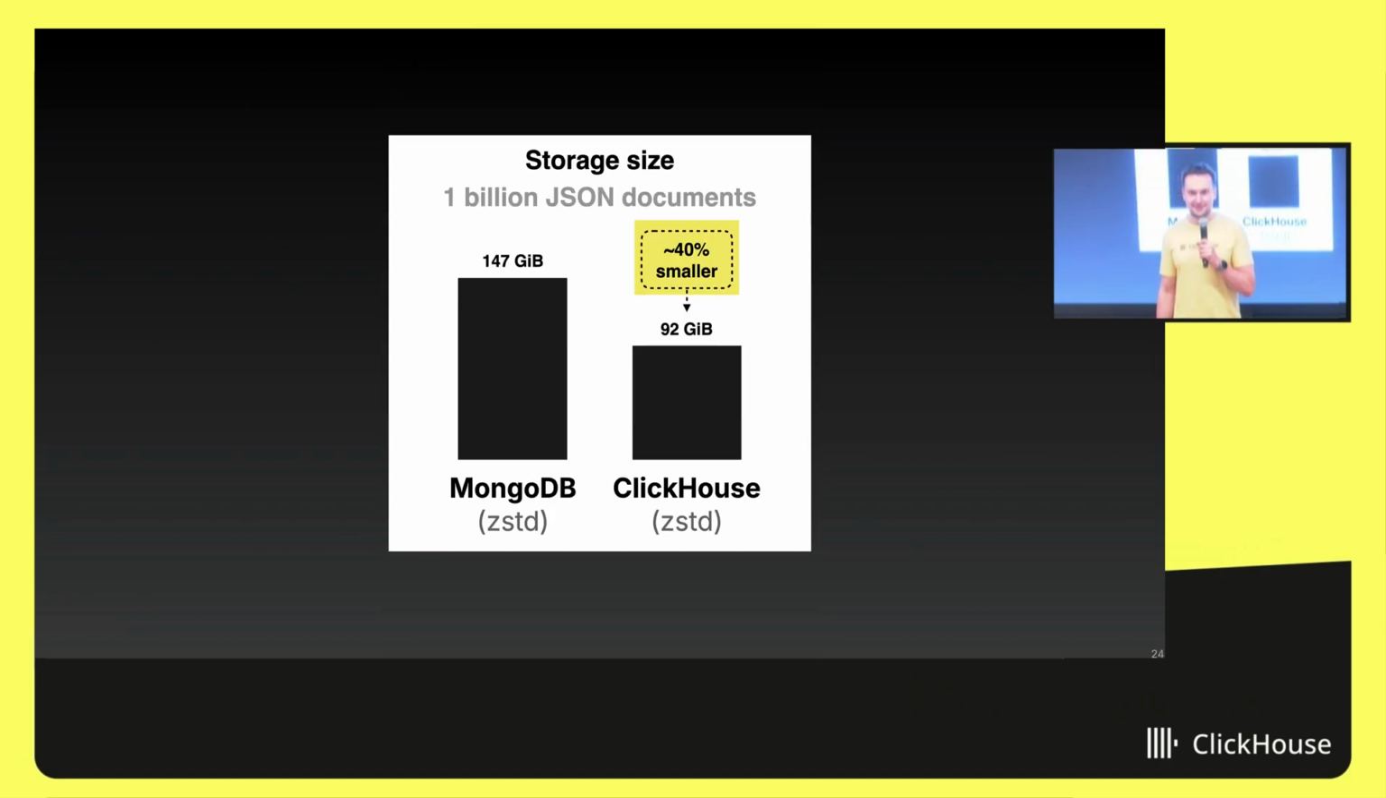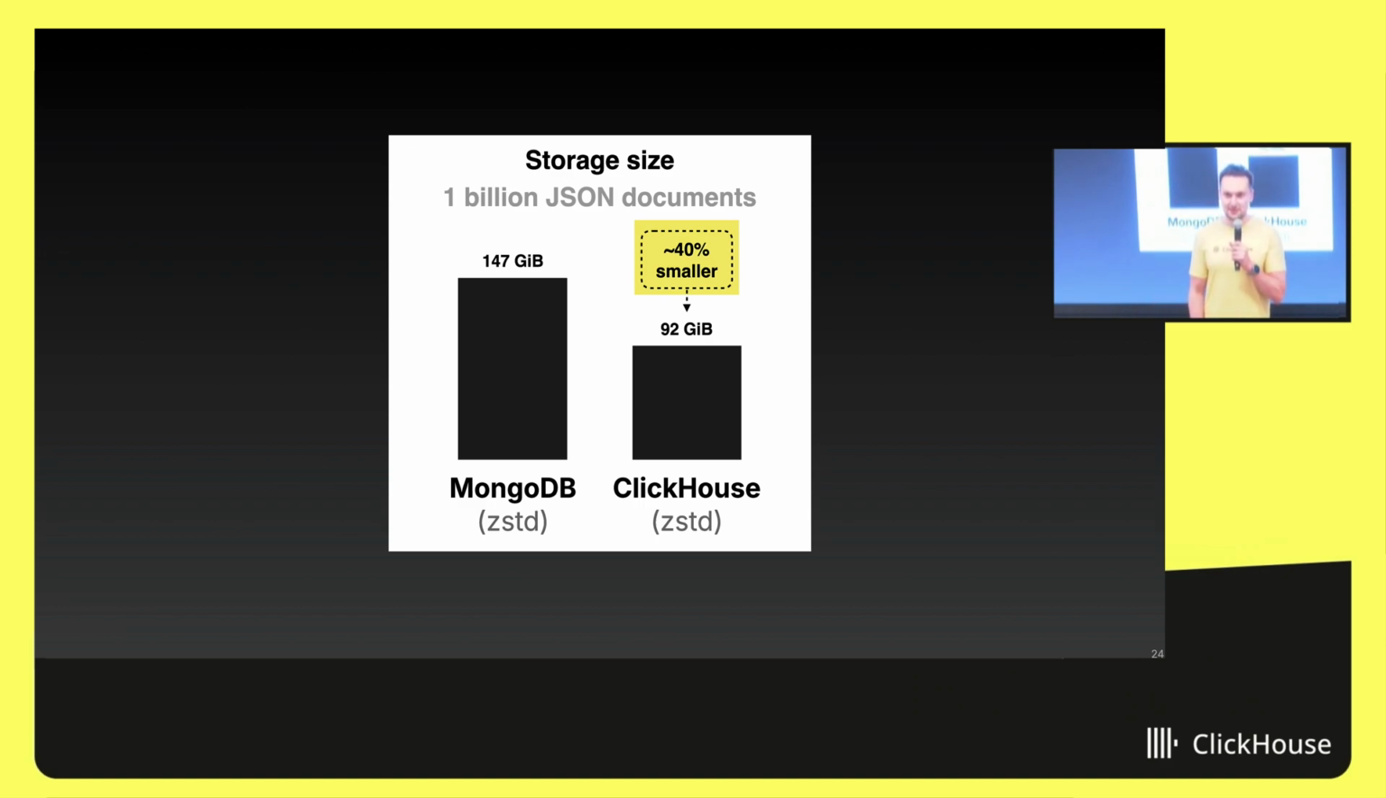But it is not only faster, it is more storage efficient. Let's do this comparison. We will use the same compression algorithm in MongoDB and in ClickHouse, ZSTD. But the same data set will take 147 gigabytes in MongoDB and 40% less, just 92 gigabytes in ClickHouse.